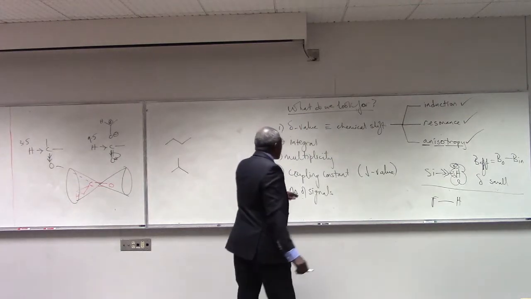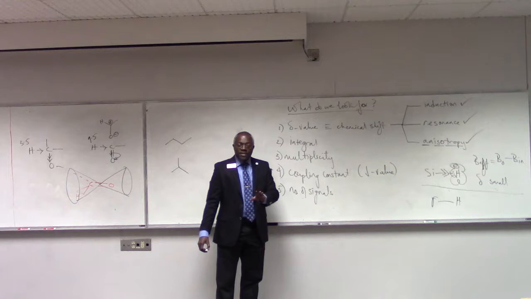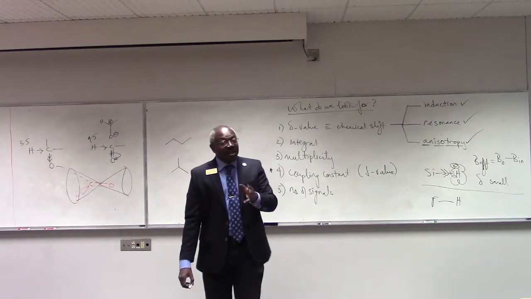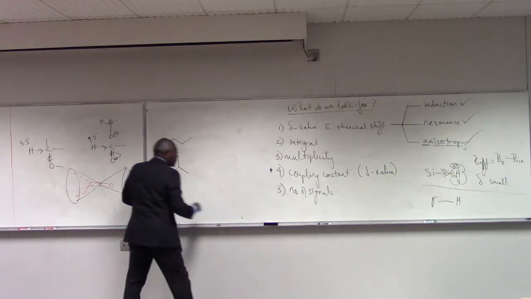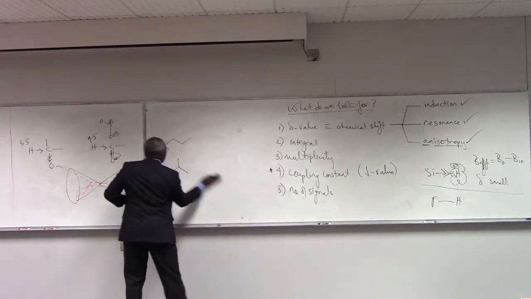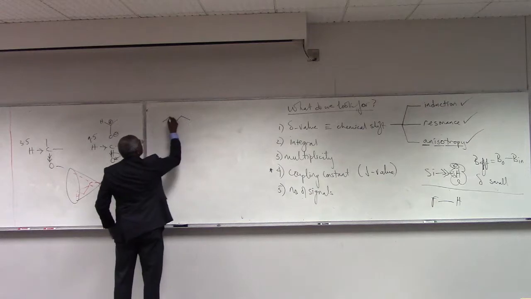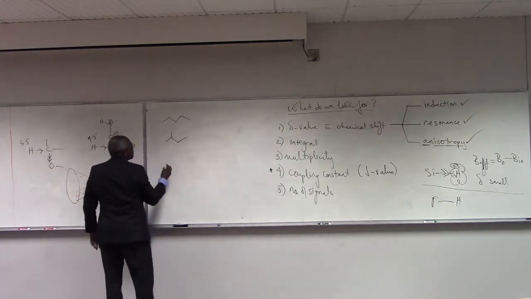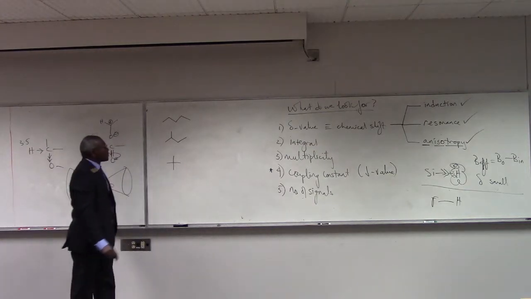So when I say the number of signals indicates the number of different types of protons, that is the best case scenario. If I look, for example, at the pentanes, let's do the pentanes. I'm going to take n-pentane, 1, 2, 3, 4, 5. I'm going to take iso, and then I'm going to take that compound.